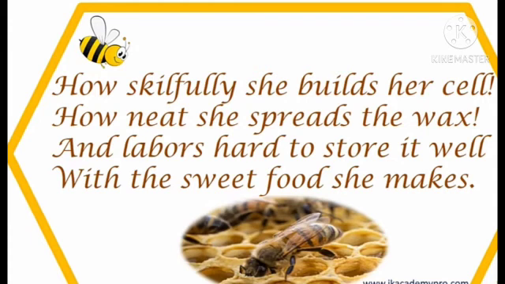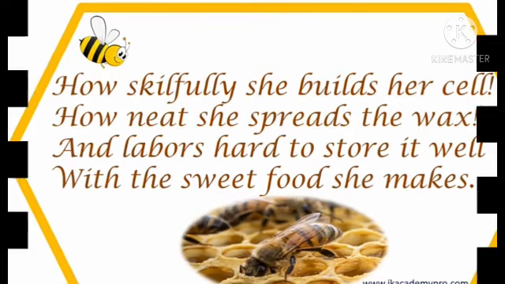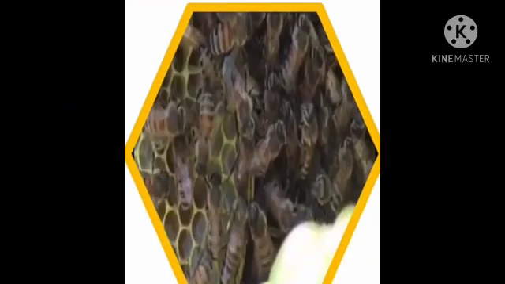How skillfully she builds her cell, how neat she spreads her wax, and labors hard to store it well with the sweet food she makes. So here in the second stanza, the poet tells us that the female honeybee is skillful, means very efficient, in how she builds her cell. What is the meaning of cell? One of the compartments of the honeycomb. How she skillfully builds the cell inside the honeycomb.